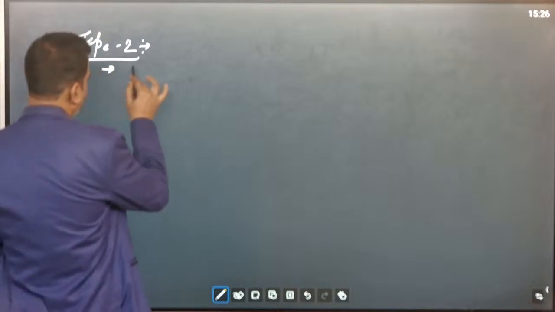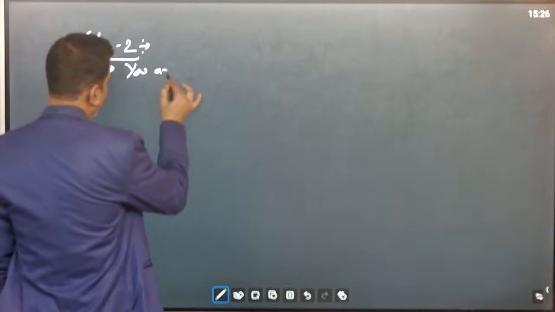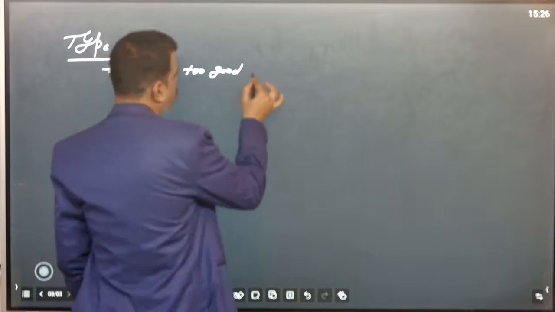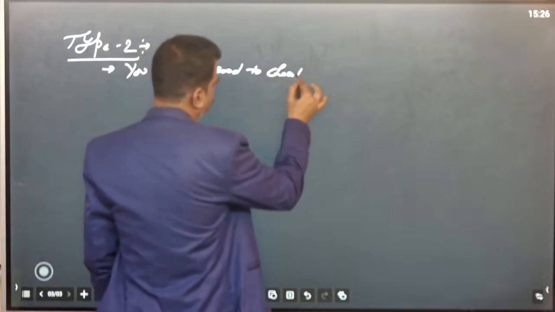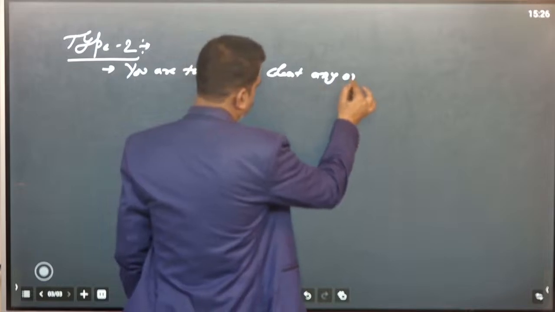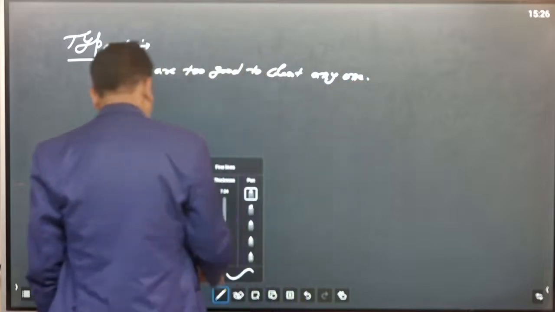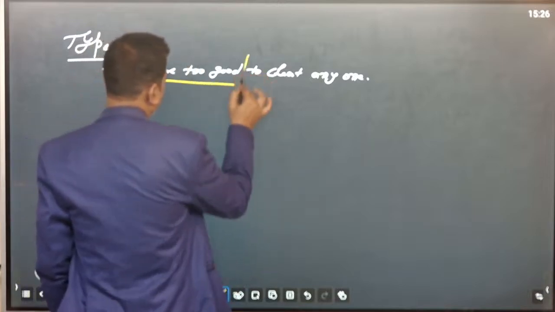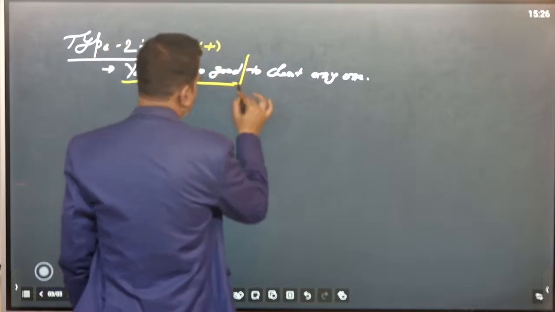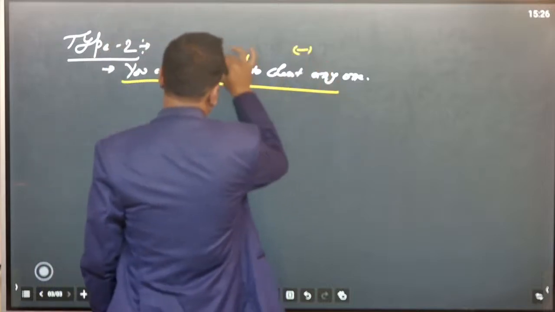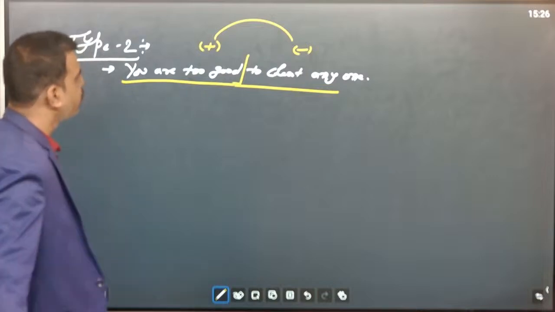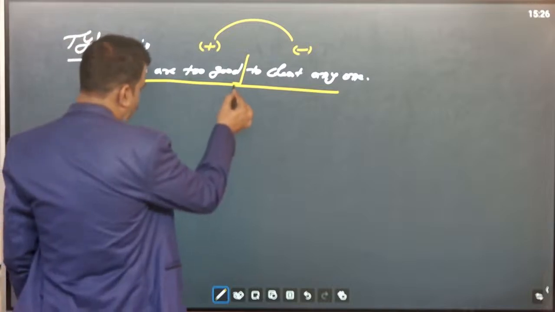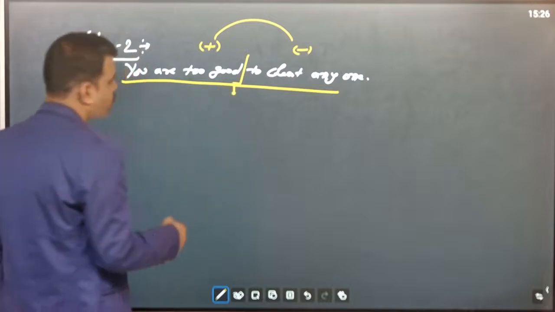Suppose I say, you are too good to cheat anyone. At first glance the statement is correct, because "you are too good" is the positive term, and "to cheat anyone" is the negative term. So at first glance the statement is correct. But if I want to make this sentence a simple sentence, how can we change it?